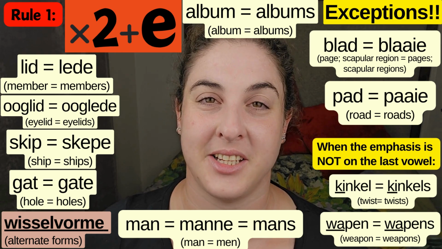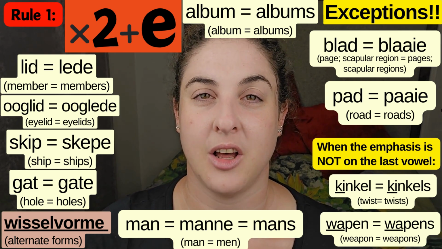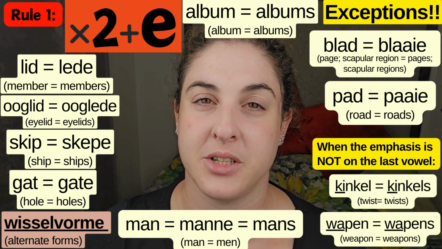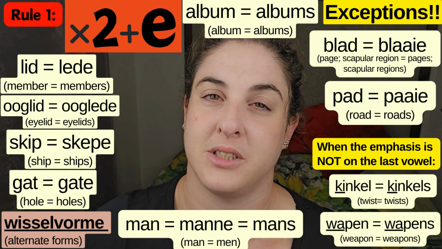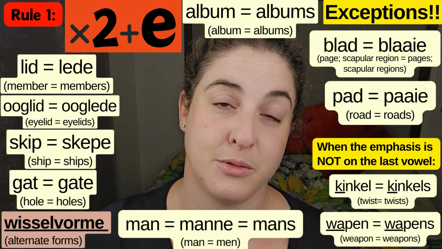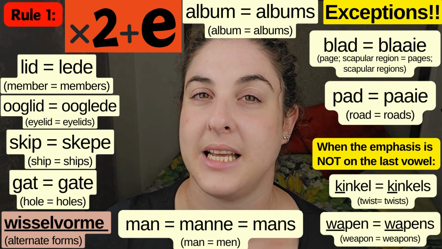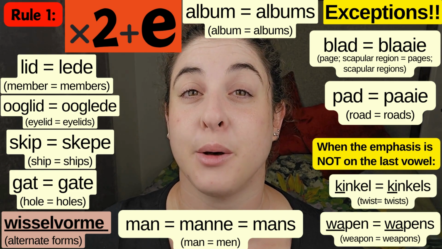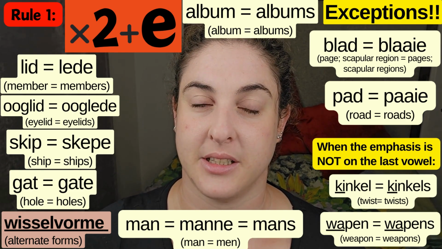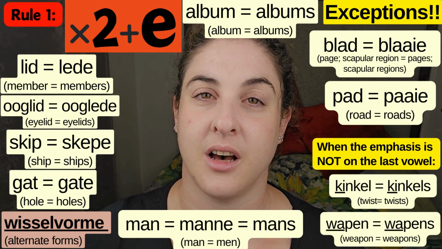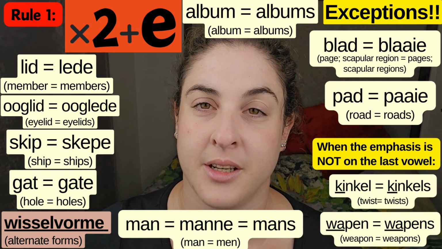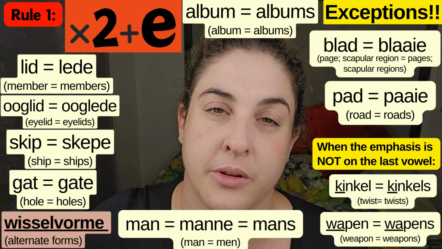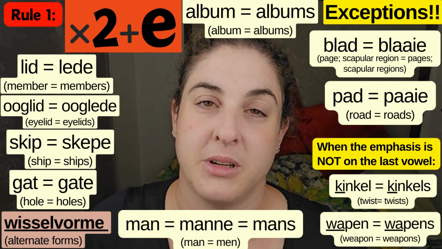Alright, so let's start at the top middle. Album, albums. And that is simply spelled that way because we borrowed it and adopted it from English. On the left, we have lid, lede, ooglid, ooglede, skip, skepe. And then gat, gate. Now, that gat given here is the hole in the ground or the hole in a wall, and the plural for that one is gate.